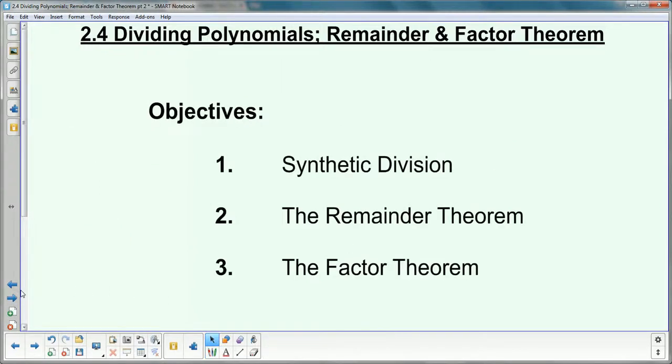All right, so that is it. Like I said, synthetic division is a little quicker and easier than long division. Remainder and factor theorem are just going to tell us if something is a factor and/or what our remainder would be if we did either long or synthetic division.